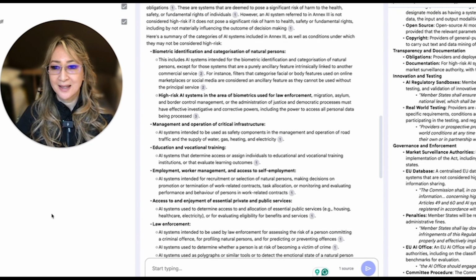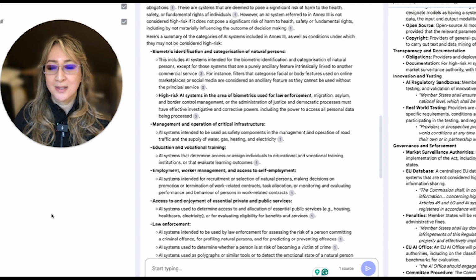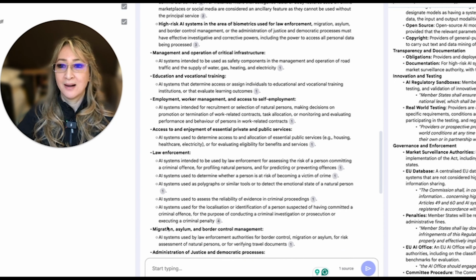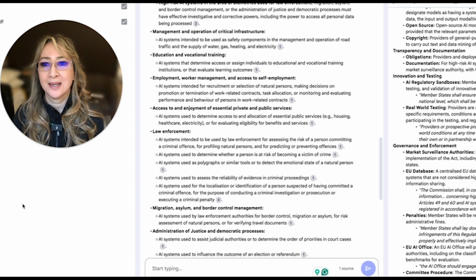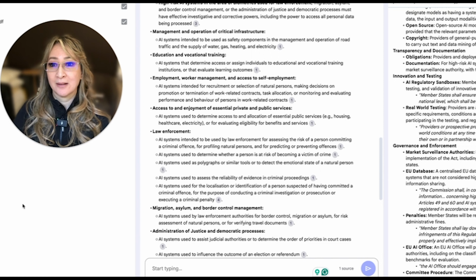Another high-risk AI system, management and operation of critical infrastructure. So that includes AI systems intended to be used as safety components in the management and operation of road traffic and the supply of water, gas, heating, and electricity. Okay, high-risk situation, education and vocational training. AI systems that determine access or assign individuals to educational and vocational training institutions, or that evaluate learning outcomes.